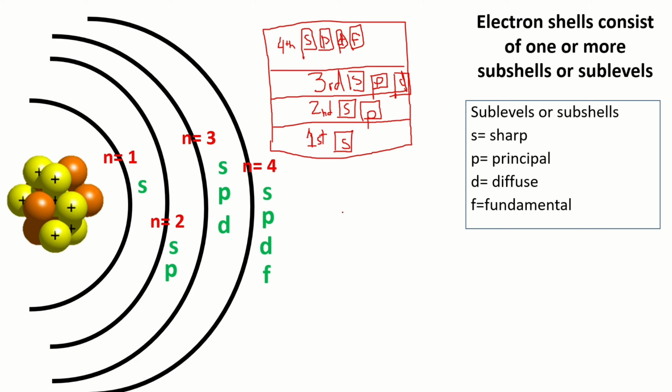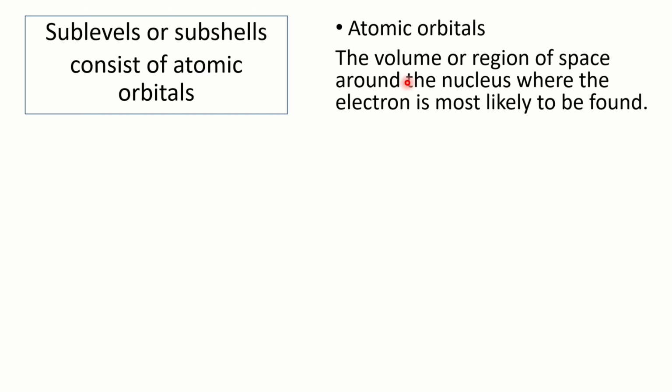The sublevels or the subshells consist of atomic orbitals. So what are atomic orbitals? Atomic orbitals are the volume or the place where the electrons are most likely to be found. For the S sublevel, we have spherical shape. So this is the shape of the place where the electrons are most likely to be found.